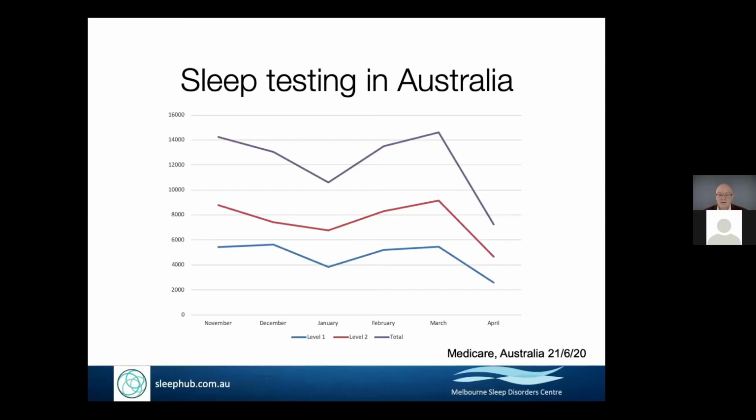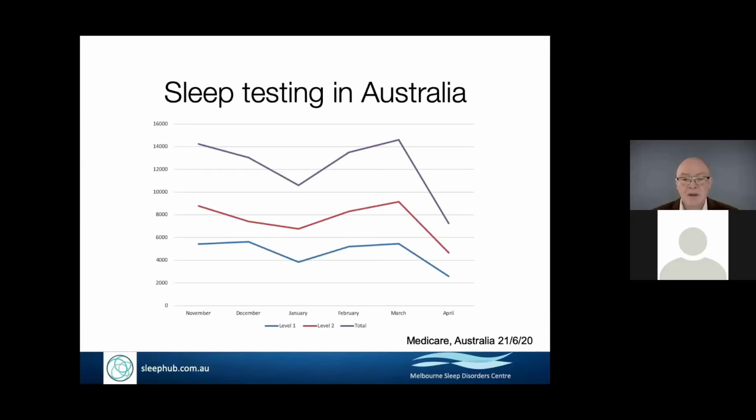The red line is home-based testing, or level 2 testing, and the blue line is laboratory-based testing, reflecting that in Australia, there's more home-based diagnostic testing done, with most of the laboratory tests being implementation or commencement of CPAP or review of CPAP studies. That data from Medicare is only available to April.